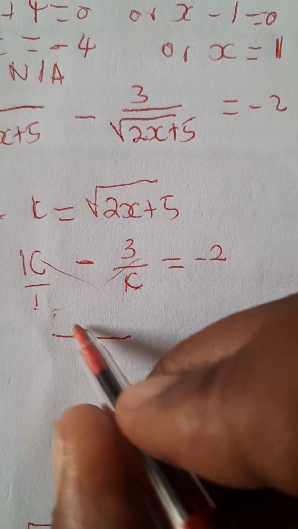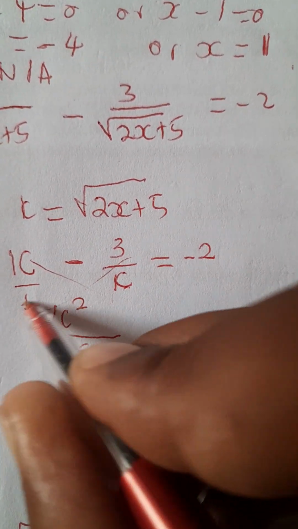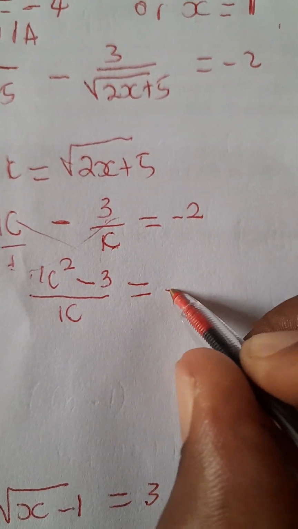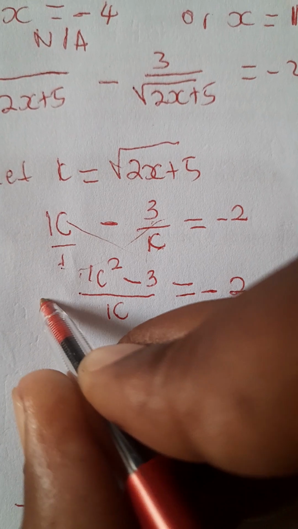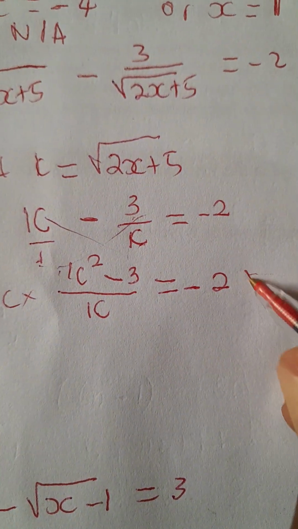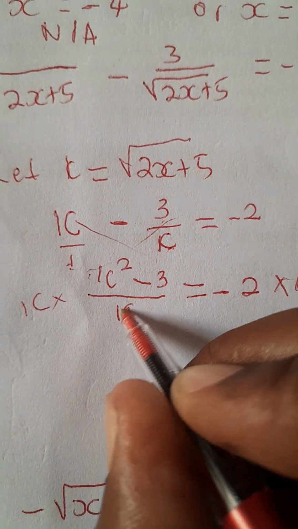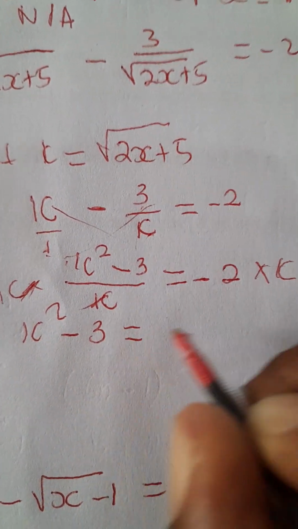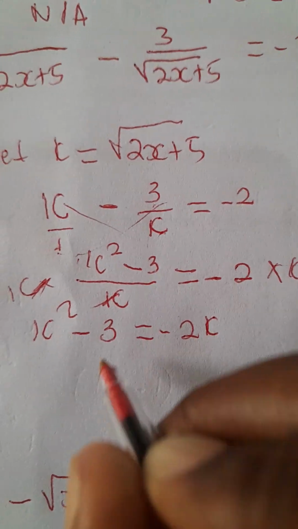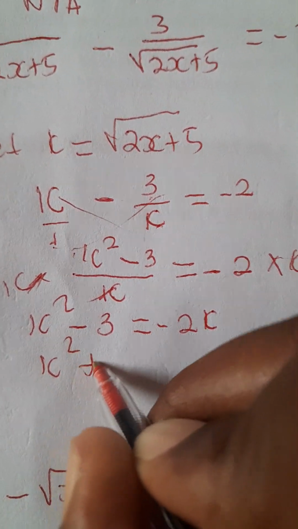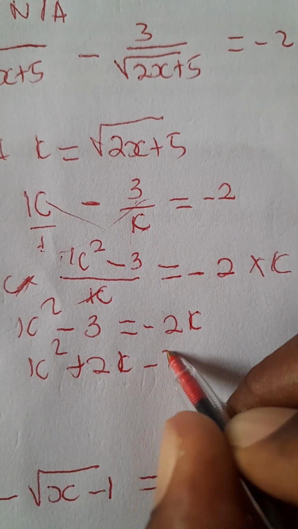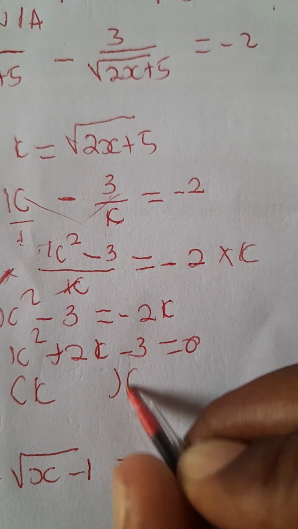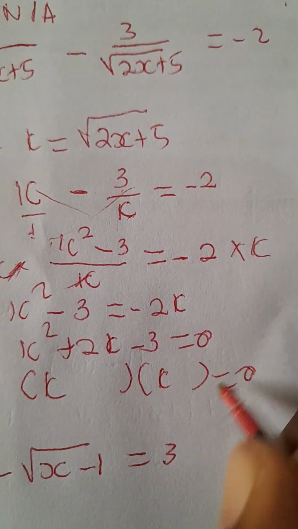Then let's cross multiply. This will be k squared. 1 times 3, that will be minus 3. I'm using the cross method. Then we can multiply both sides by k. So this k and this k, they cancel. Then we're left with k squared minus 3, which is equal to negative 2k. Then take 2k to the other side, it becomes positive 2k. So k squared plus 2k minus 3 equated to 0. So from here, we could factorize, right? Equate everything to 0.